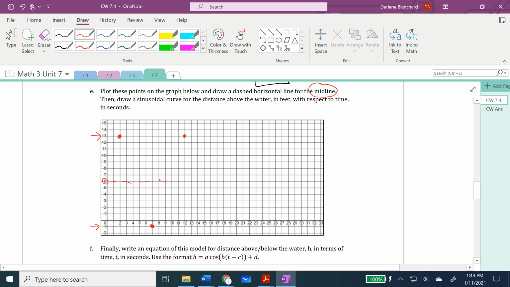And the bell is about to ring on me. And you know that it's going to hit the midline halfway in between when it's at its highest and its lowest. So halfway between time 2 and 7 is what time?